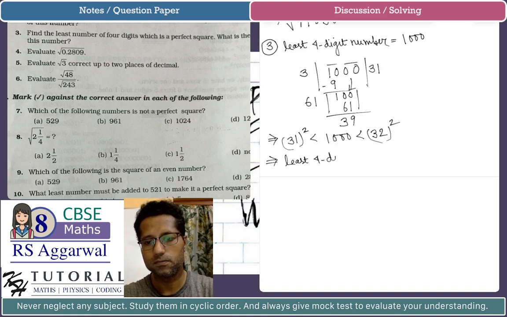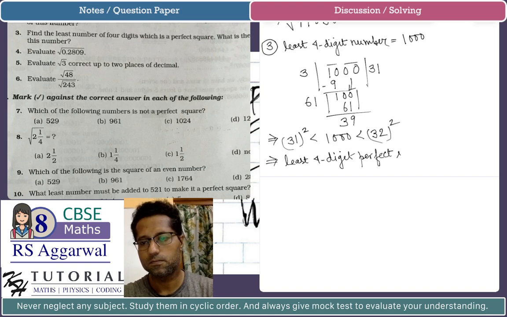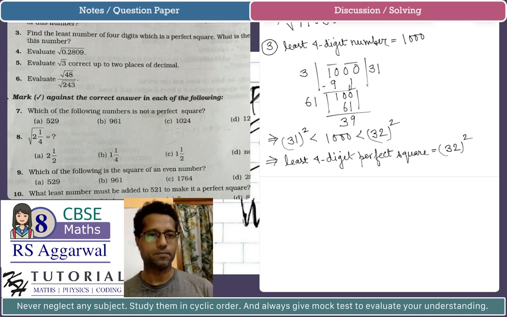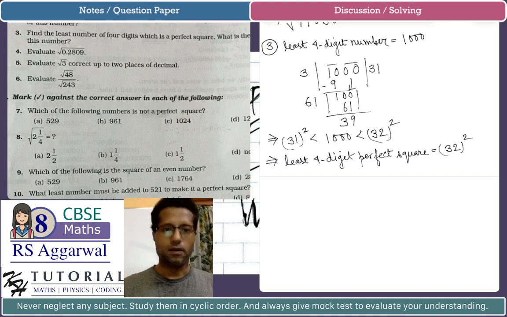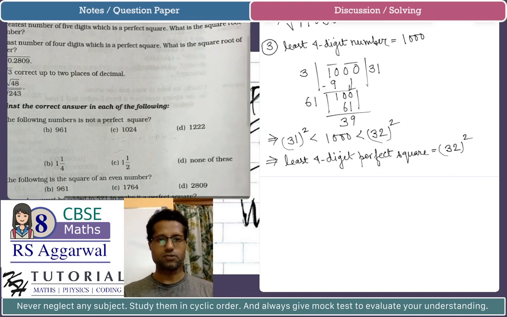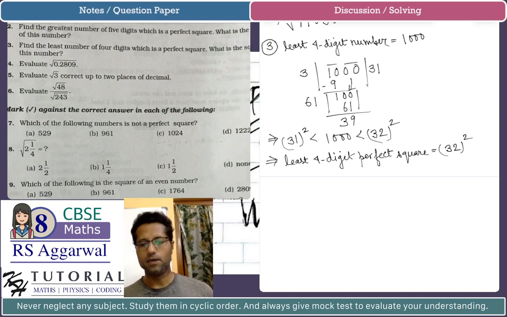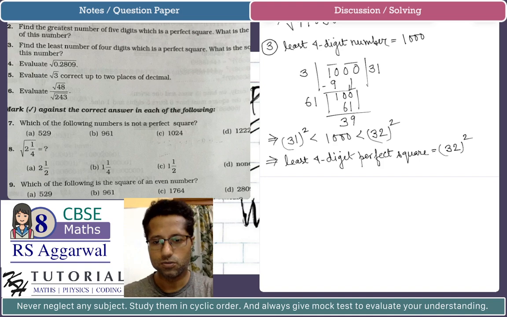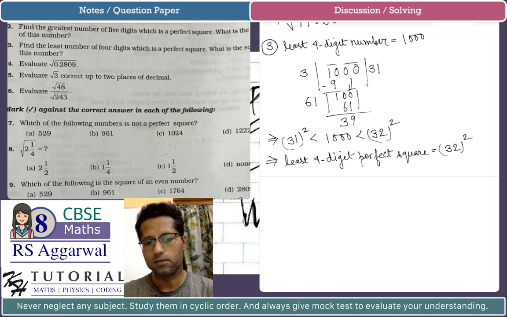the least 4 digit perfect square is equal to 32 square. And the question is also asking what is the square root of that number. So definitely the least 4-digit number which is a perfect square is 32 square, and definitely its square root is 32.